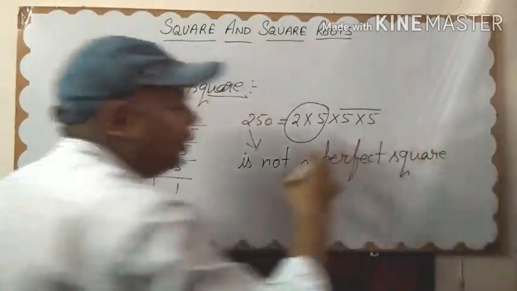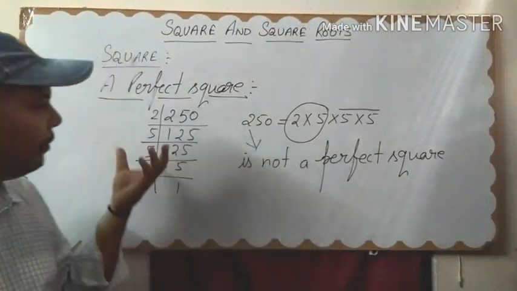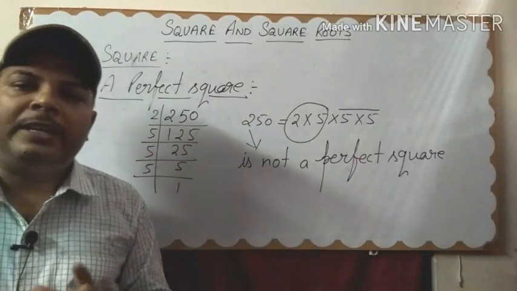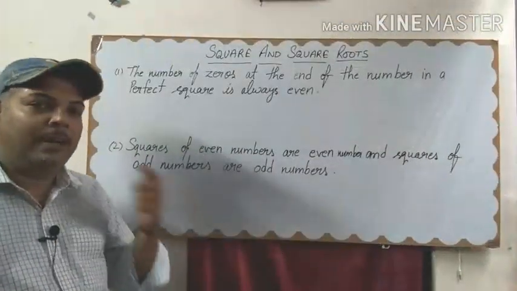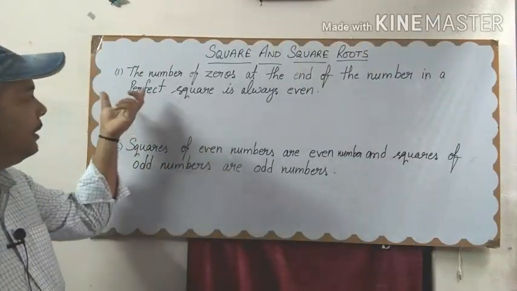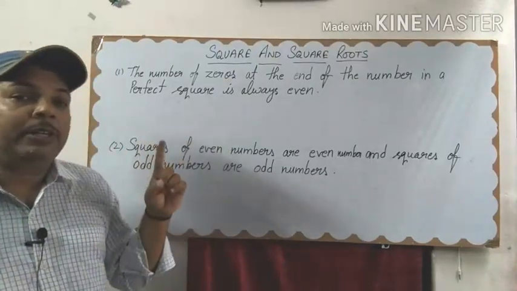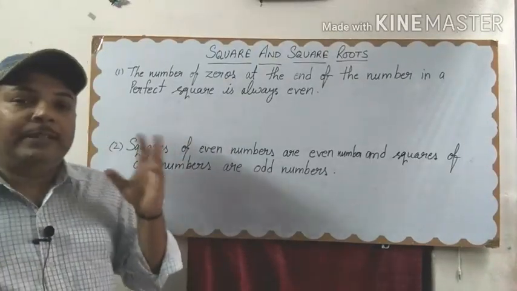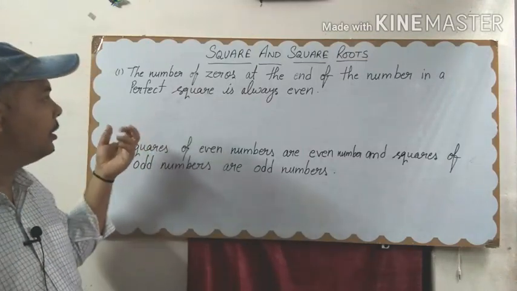Clear? I hope you understand how we find that a number is a perfect square or not. Clear? Okay students, now we are going to study the properties of square and square roots. This is a very important term, properties of square and square roots. There are 5-6 properties we will study here.